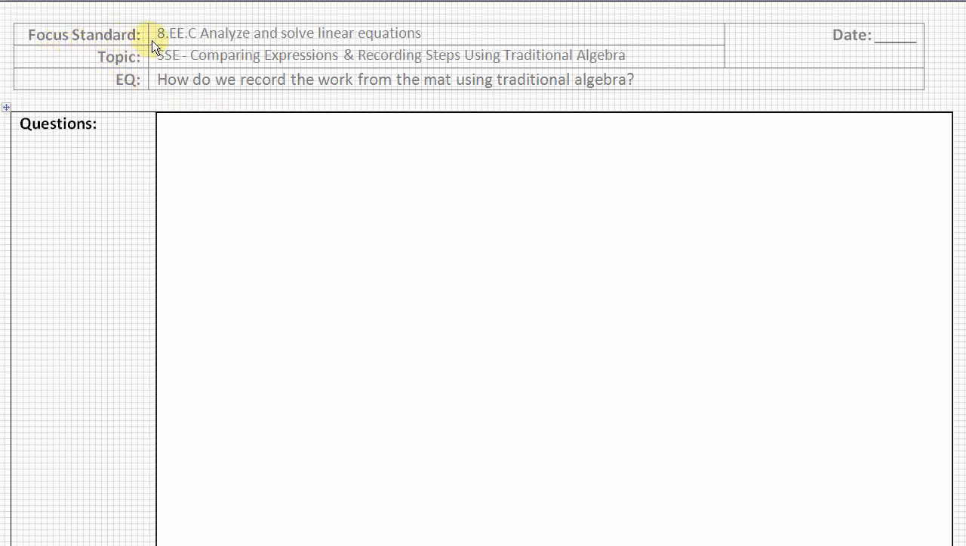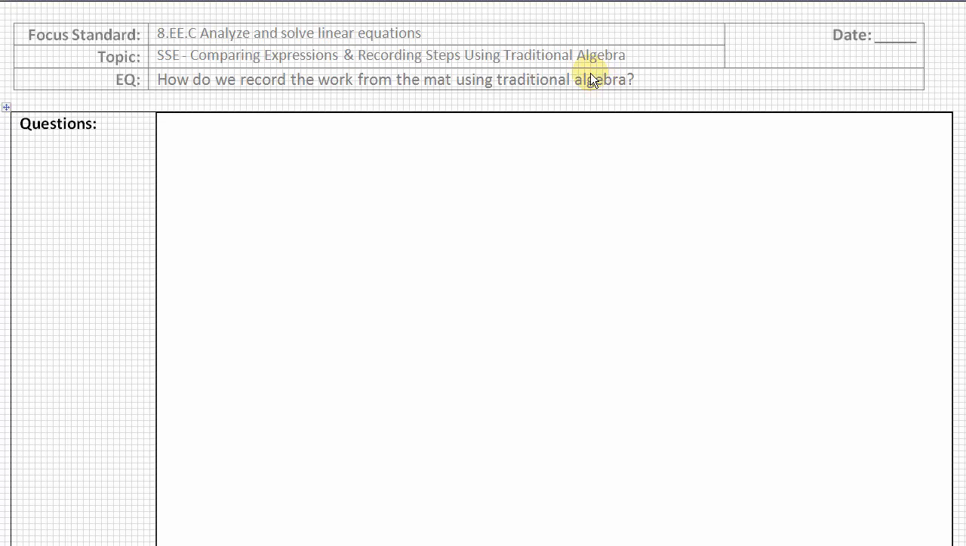Today's focus standard comes from Grade 8 Expressions and Equations Standard C, Analyze and Solve Linear Equations. Our topic today comes from simplifying and solving equations, comparing expressions, and recording steps using traditional algebra. And our essential question today is, how do we record the work from the mat using traditional algebra?